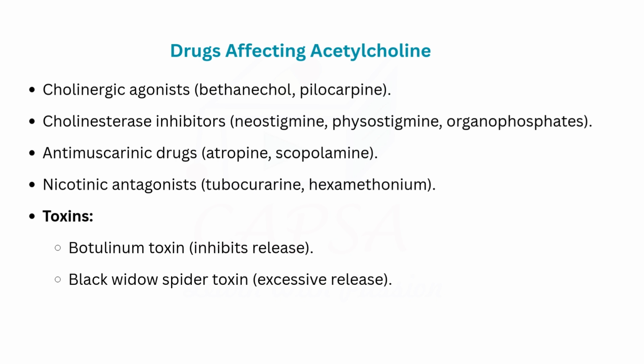Now let's quickly review some important drugs and toxins that act on the acetylcholine system. So cholinergic agonists like bethanechol and pilocarpine mimic the acetylcholine and directly stimulate its receptors. Cholinesterase inhibitors such as neostigmine, physostigmine, and even organophosphates increase the acetylcholine levels by preventing its breakdown. On the other hand, anti-muscarinic drugs like atropine and scopolamine block muscarinic receptors, while nicotinic antagonists such as tubocurarine and hexamethonium block the nicotinic receptors.